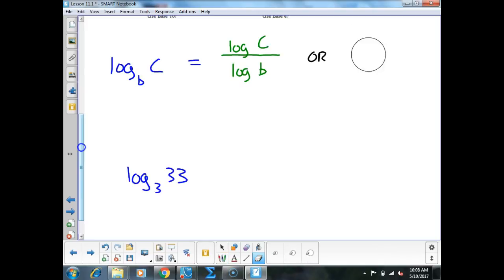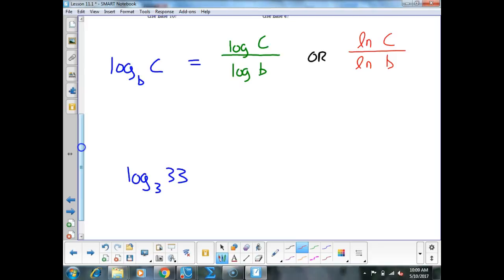Oops, no, I don't like it. I gotta go back to this way. The natural log of C divided by the natural log of B. I keep forgetting to write my L's in cursive so that you don't get them confused with I's. Okay? It's not IN, it's not the word in. It's logarithm natural. Okay? It's LN. So we can do that in either case. And that allows us to figure it out.